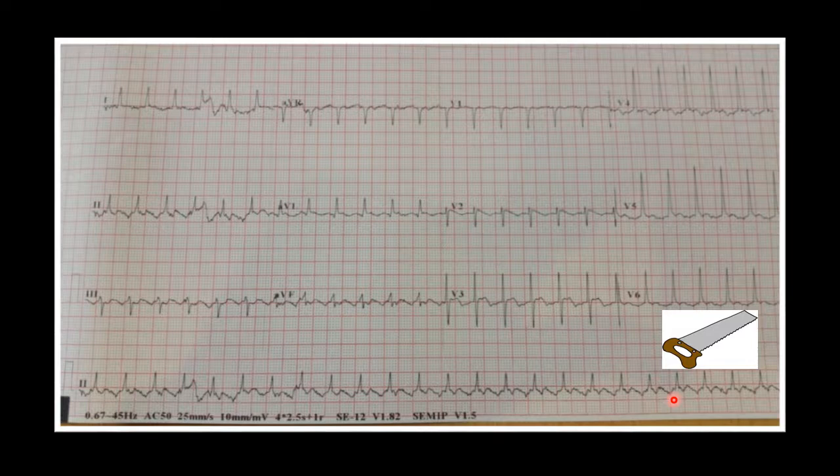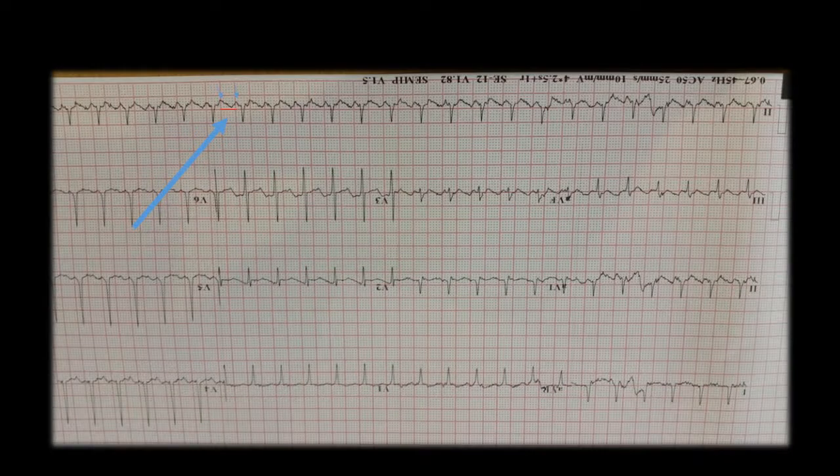Now I'm going to show you a little trick to try and pick up the P waves. Just remember that the P waves are best seen in lead 2 and V1, and more specifically in V1, because V1 sits right over the SA node. But if you flip the ECG around, and if you have a look, you can actually spot the P waves.